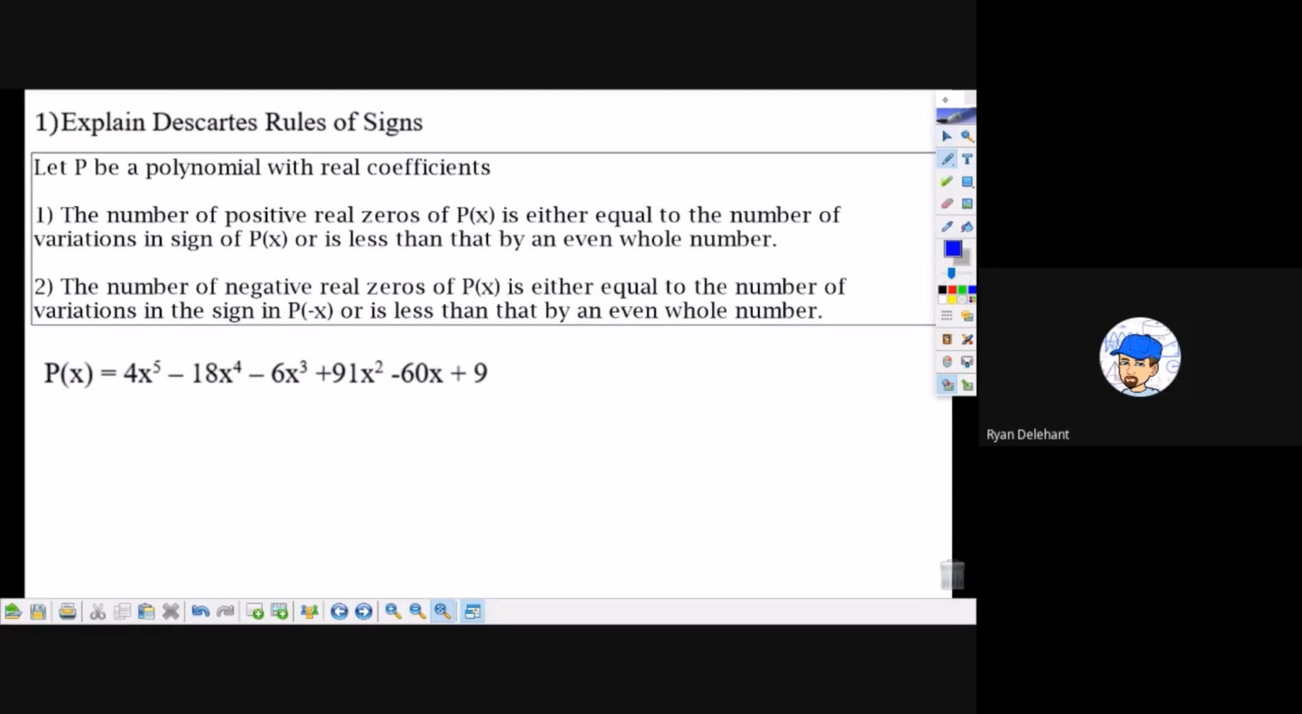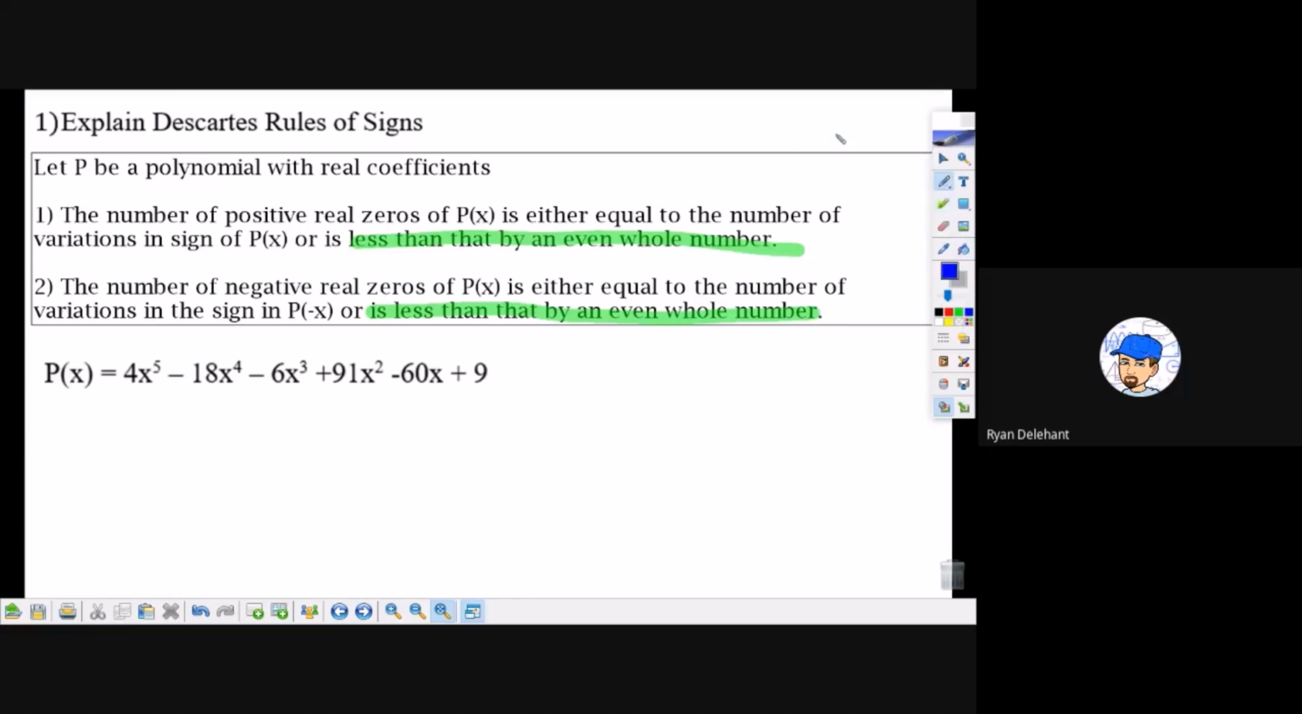I copied these straight out of the notes. It says the number of positive real zeros, or right side, is either equal to the number of variations in signs of P of x, or is less than that by an even whole number. This part probably doesn't make much sense when you first learn it, but what we're accounting for with this statement, less than by an even whole number, is that all of these zeros don't have to be real. They can be complex. And that's where we go with this week.